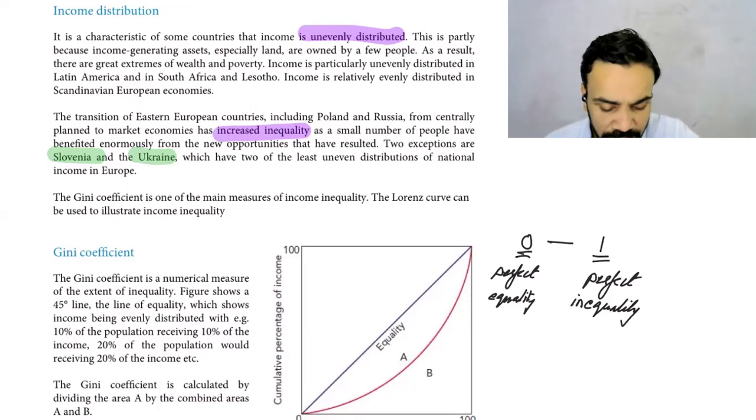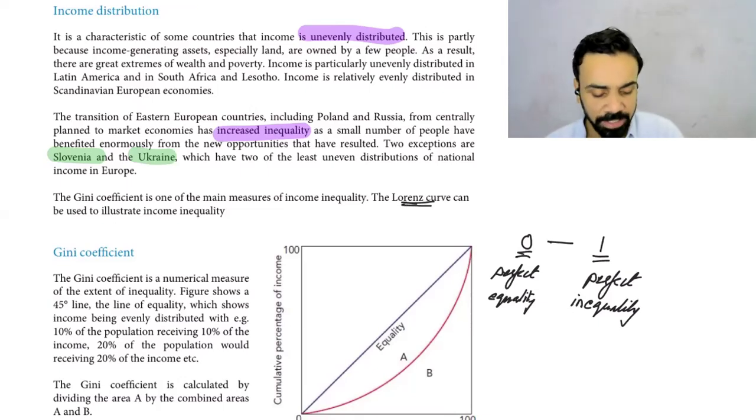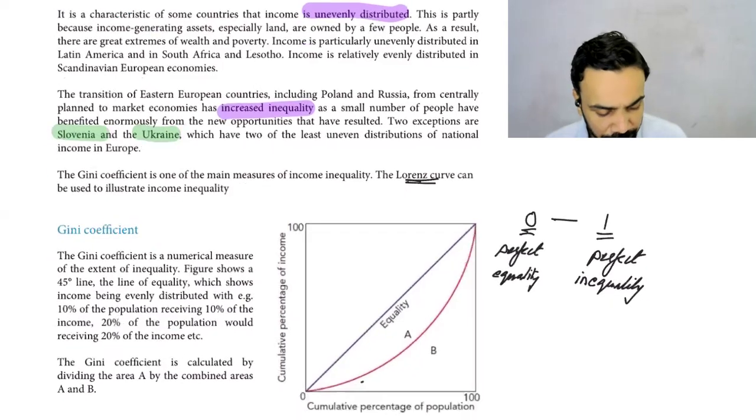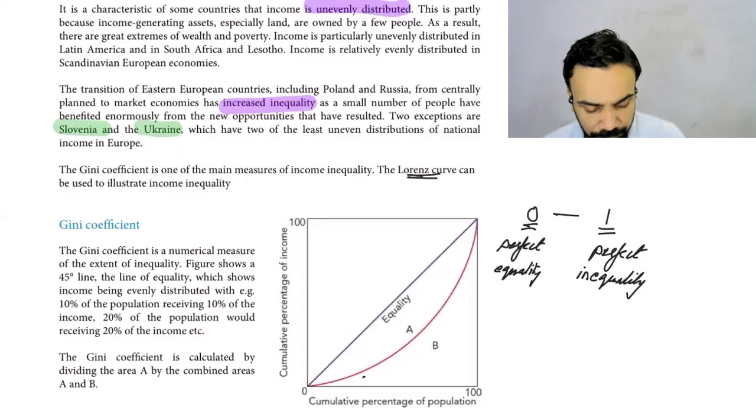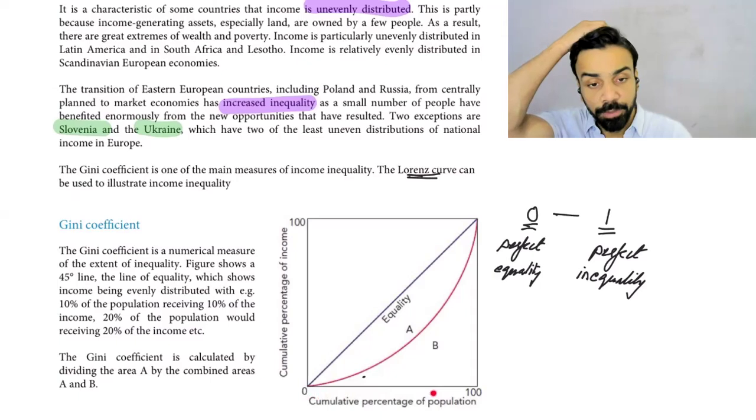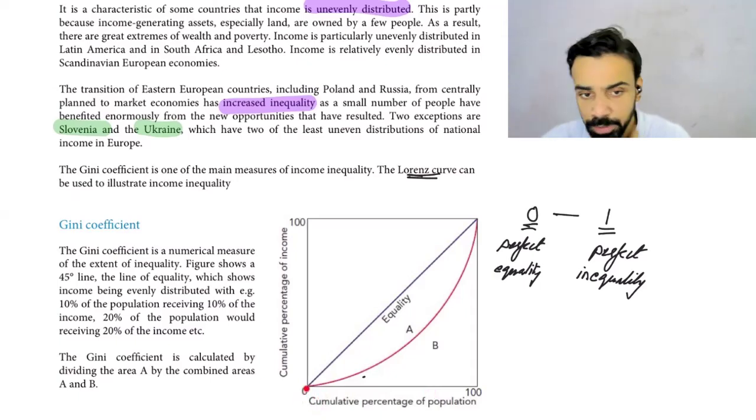Okay? लॉरेंस कर्व को यूज करके हम इसको एक्सप्लेन करते हैं किस तरीके से. सो इफ आई लुक एट माय डायग्राम बिलो, इस डायग्राम में हम क्या शो करते हैं कि on the x-axis, you have the cumulative percentage of the population from 0% population to 100%.